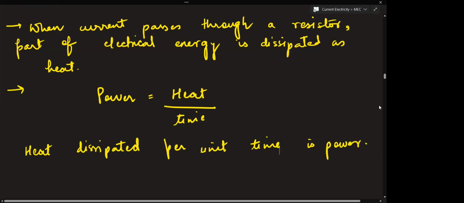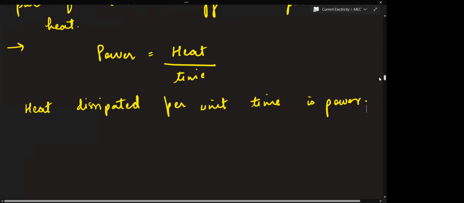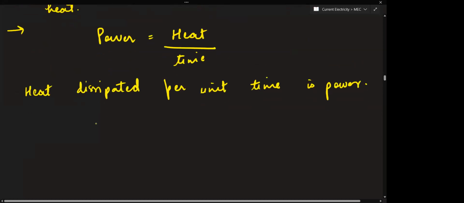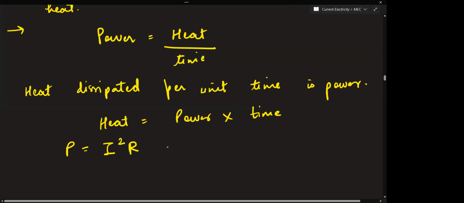Now, a few formulas for power are also there. If you are asked the formula of heat, remember heat will simply be equal to power multiplied by time. But what are the formulas for power? In terms of current and resistance, it is equal to I square R. In terms of potential and resistance, it is equal to V square by R. In terms of potential and current only, without resistance, it is equal to VI. All these are for power.